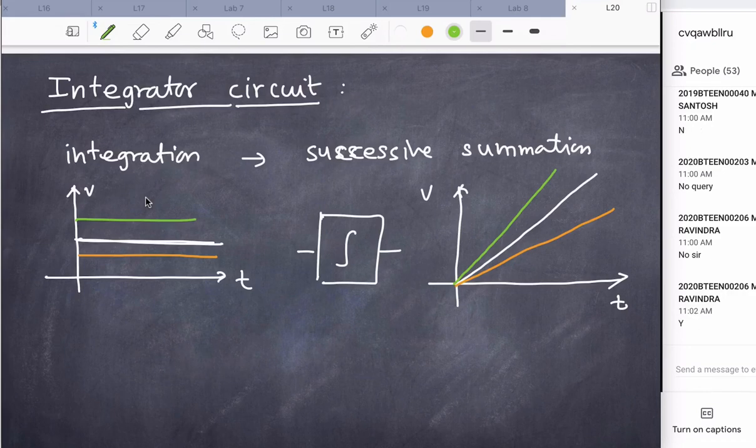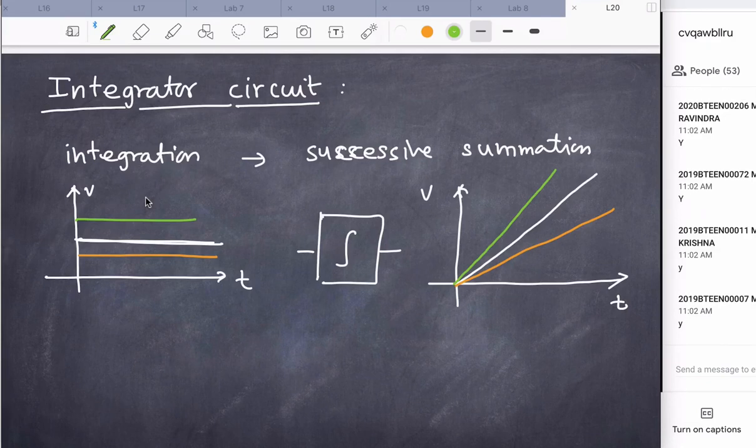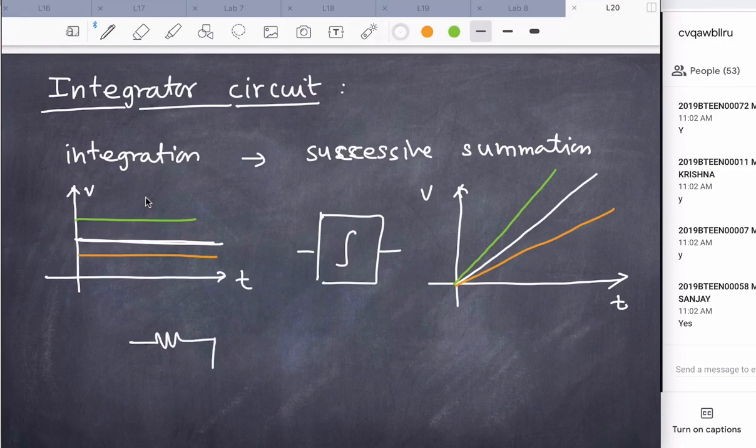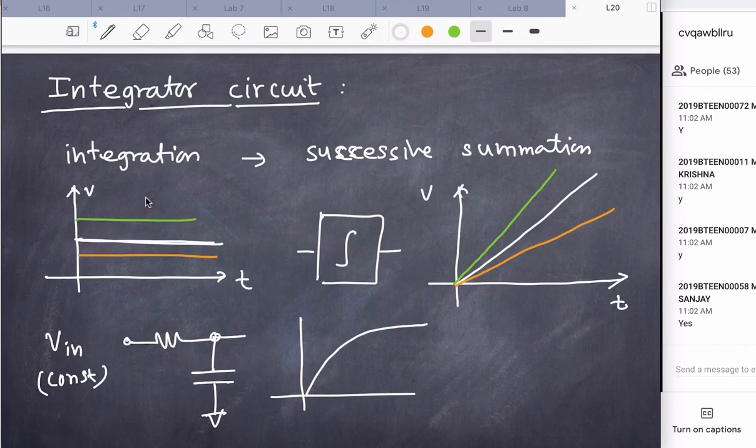Okay. Now integration can be done using a simple RC circuit. It means this circuit can work as an integrator. For example, if I provide a constant V input, then the output will rise like this.